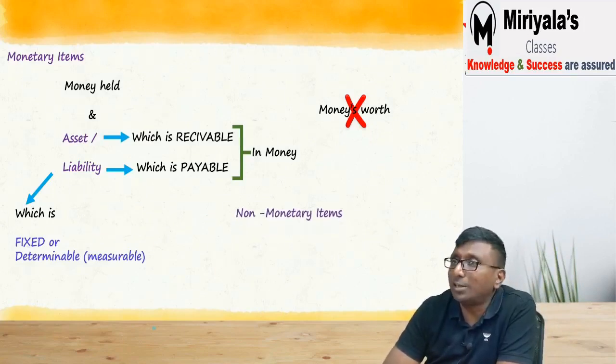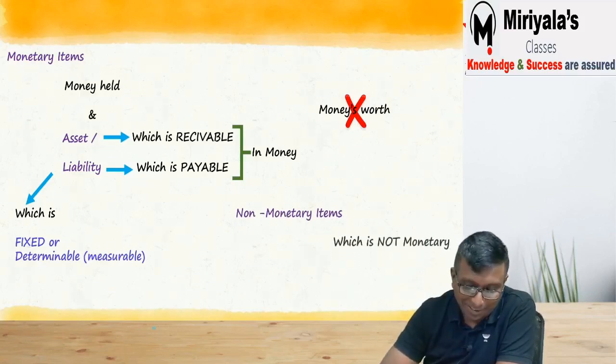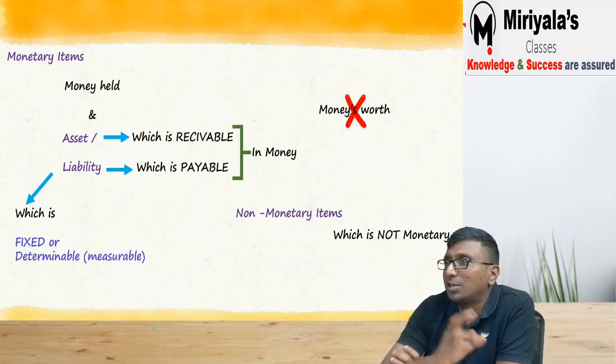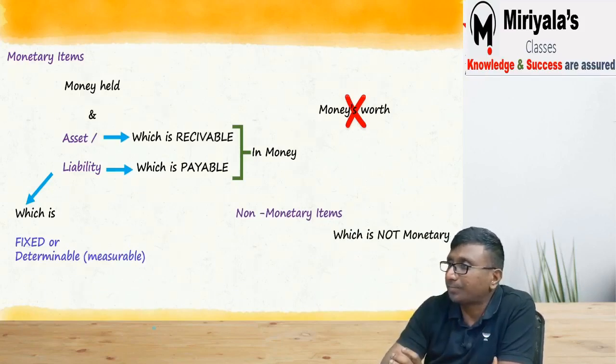What is a non-monetary item? Very simple definition: which is not a monetary item. That's all. Obviously, when we decide what is monetary, whatever is not monetary is non-monetary.